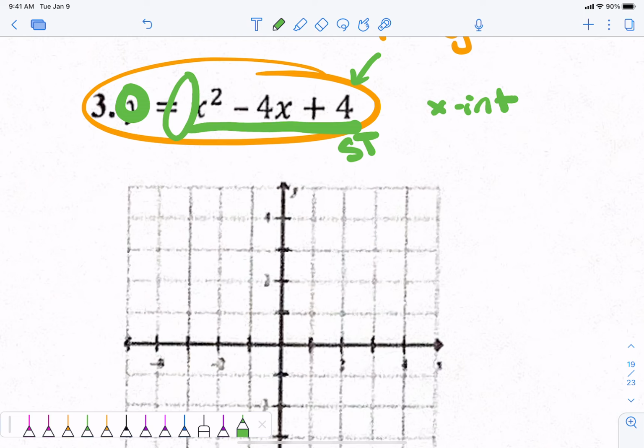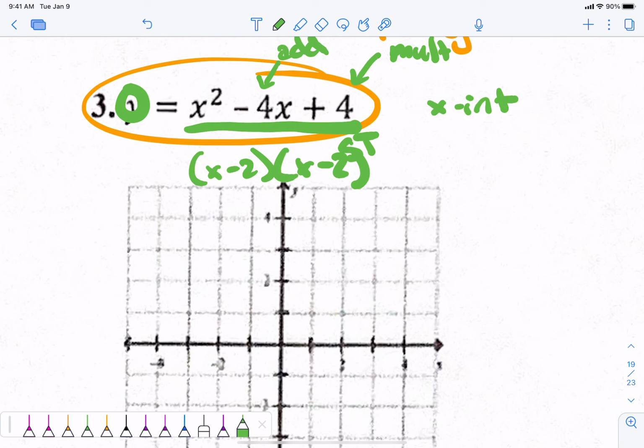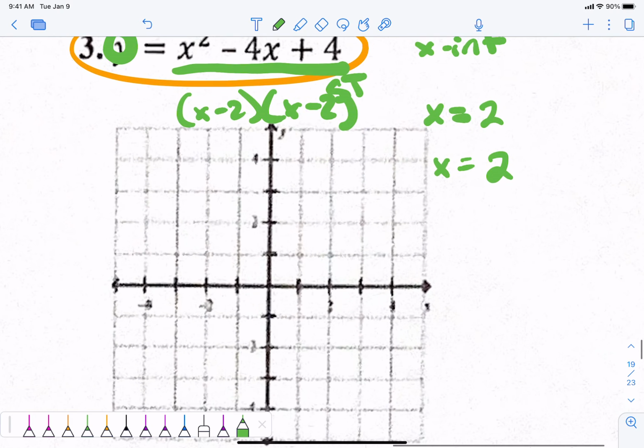Because there's no number in front of the x squared, right? What would you multiply together to give you 4, but when you add them, give you negative 4? Negative 2, negative 2. Yeah, x minus 2 and x minus 2, right? If you set x minus 2 equal to 0, x is equal to 2, and x is equal to 2 again. Wait a second. Those are the same number. x equals 2 is my x-intercept.